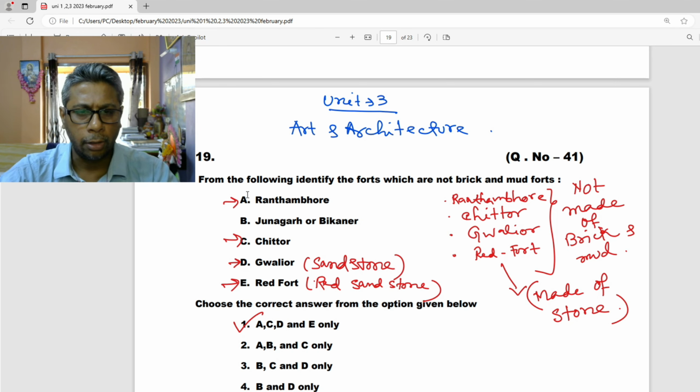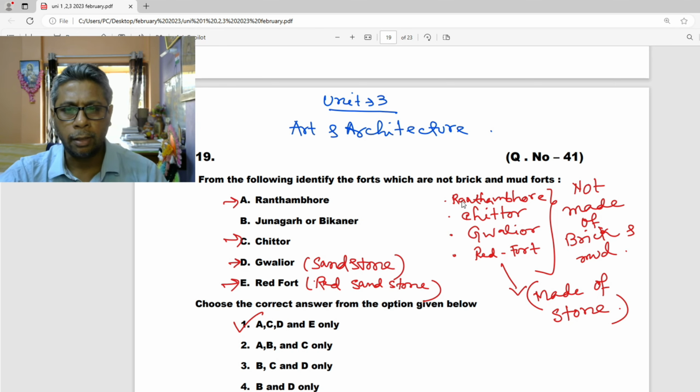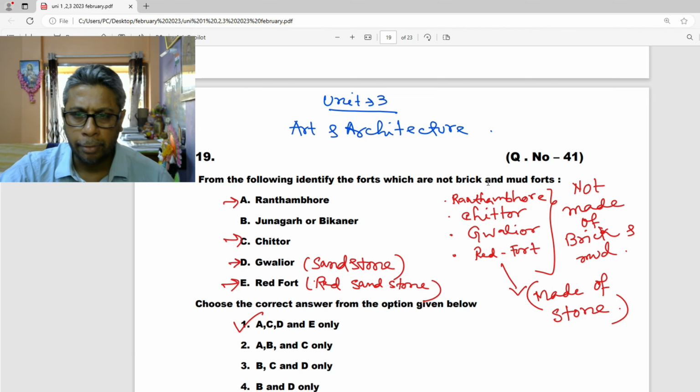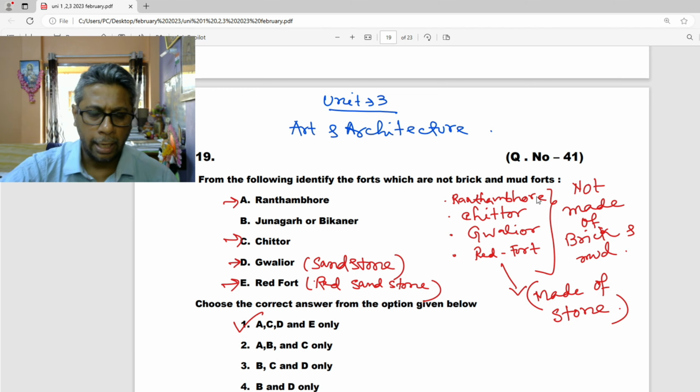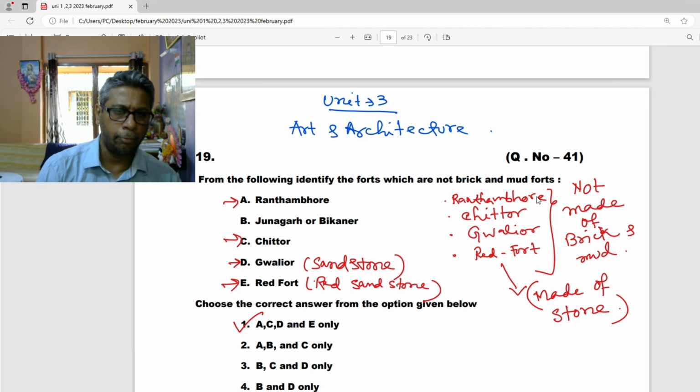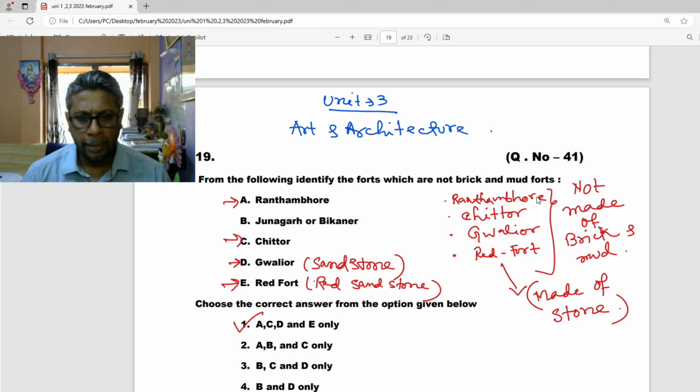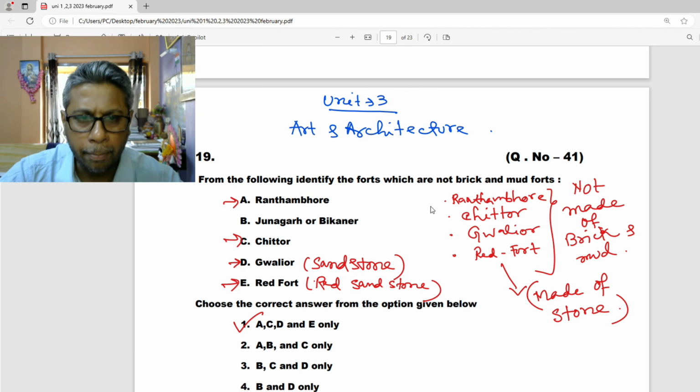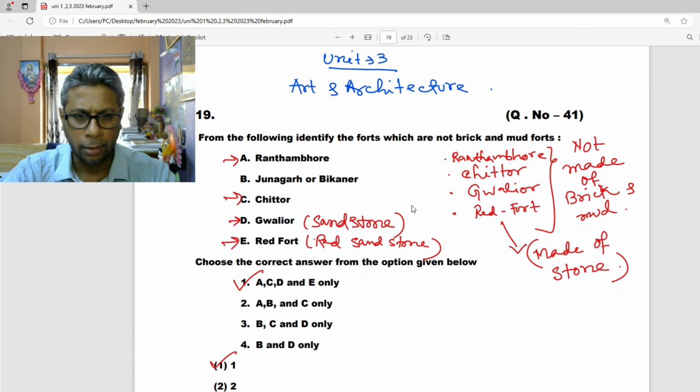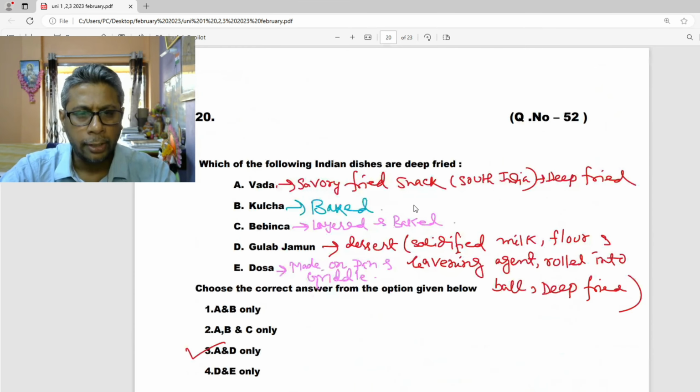Which of these is identified as Junagadh Fort or Bikaner Fort? Junagadh and Bikaner Fort are brick and mud forts. Apart from Junagadh and Bikaner Fort, Ranthambore, Chittor, Gwalior and Red Fort are all made of stone. This is a very important area, fort tourism and forts of India. Very important chapter. Next important chapter, Indian dishes.